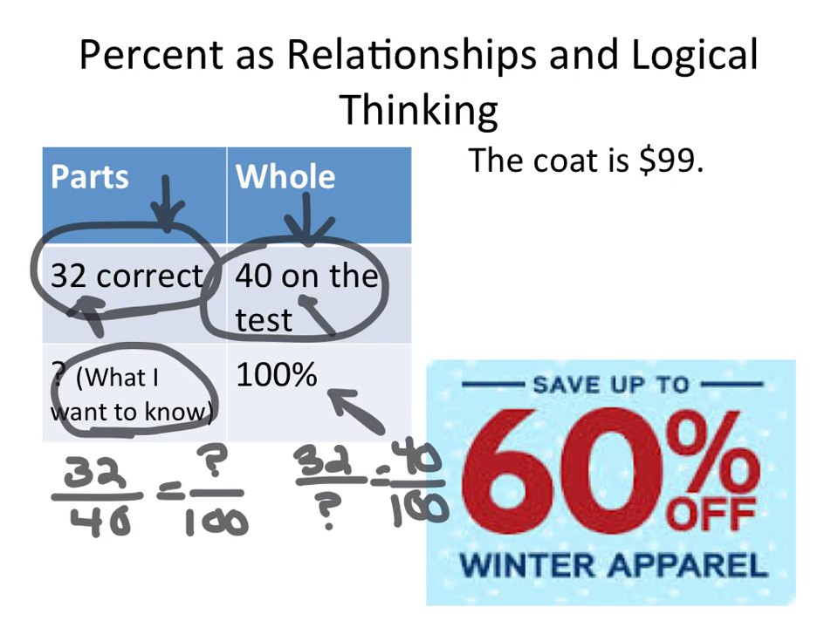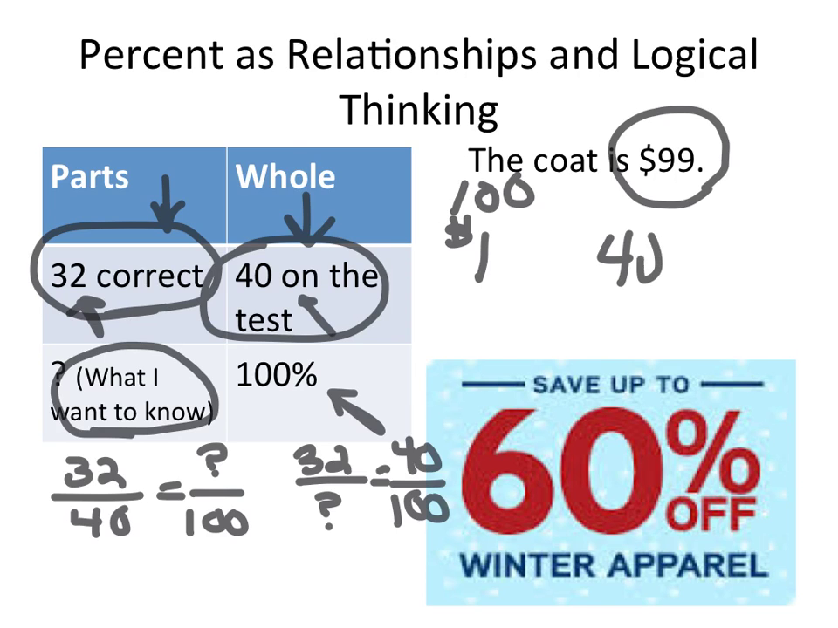Percents are also used in sales all over the place. So if I'm buying a winter coat and my coat costs $99, that's almost 100. And if $100 is 100%, that means that each percent is $1. So if the percent off is 60, that means I'm going to save $60, 60%, and my coat is going to cost me $40. What a deal. Percentages help us in the world with many aspects of life.